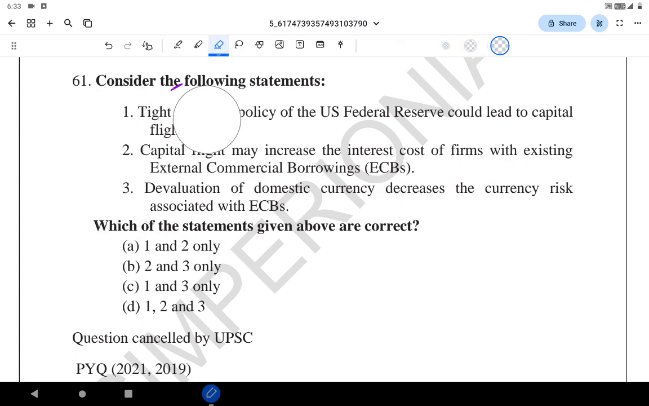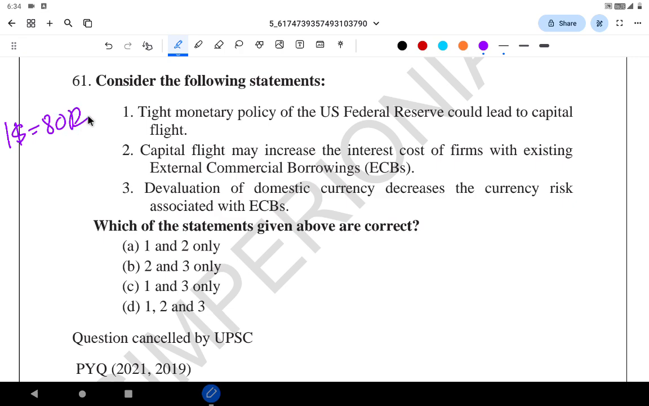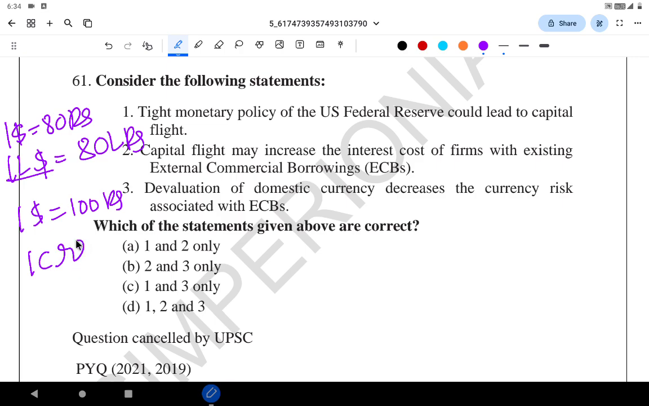By taking an example, I'll explain statement 3. Say $1 is 80 rupees and 1 lakh dollar is the total interest, that is 80 lakh rupees, right? 80 lakh rupees. If $1 depreciates to 100 rupees, now the interest payment has to be 1 crore rupees. So the devaluation of domestic currency does not decrease, rather it increases the currency risk associated with the ECB.